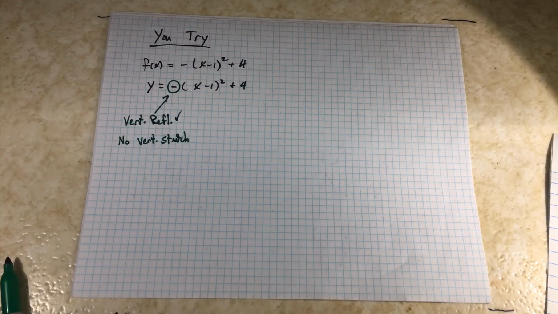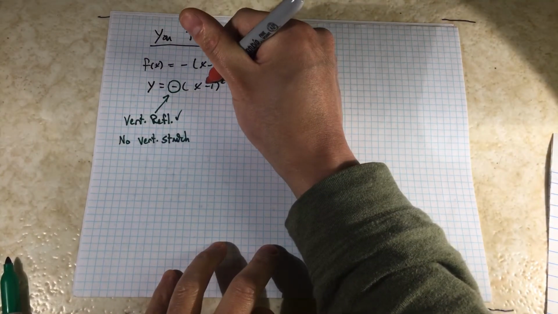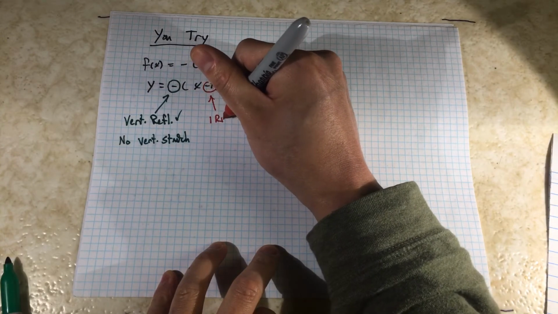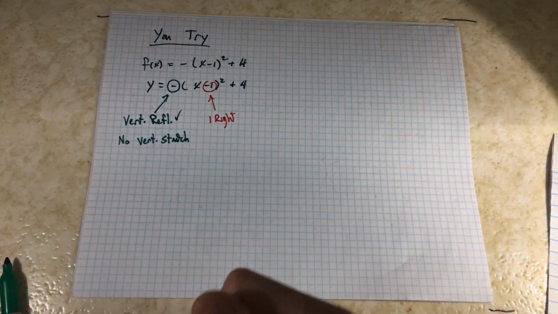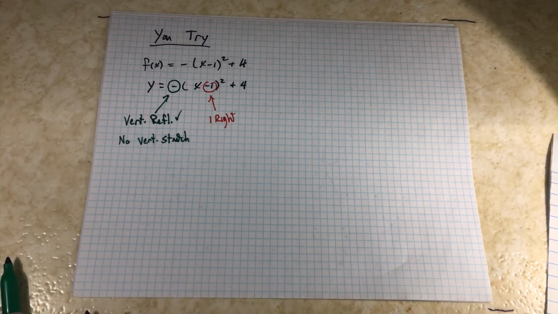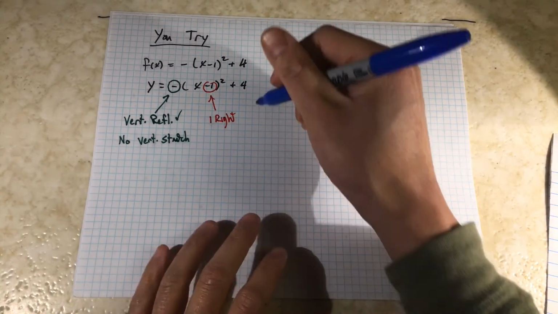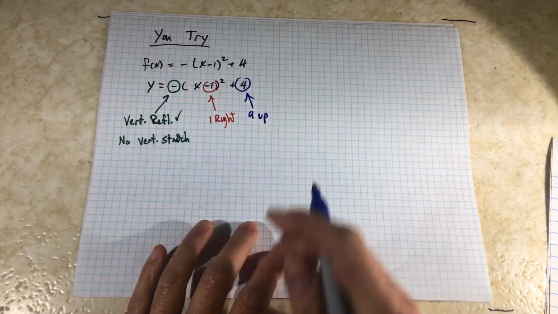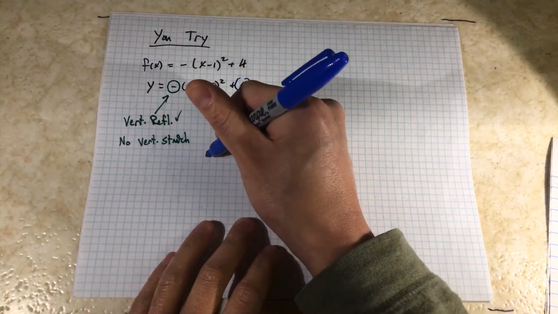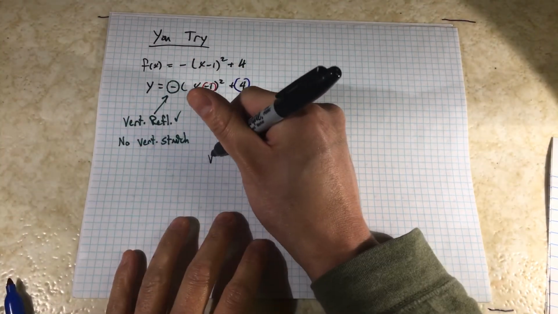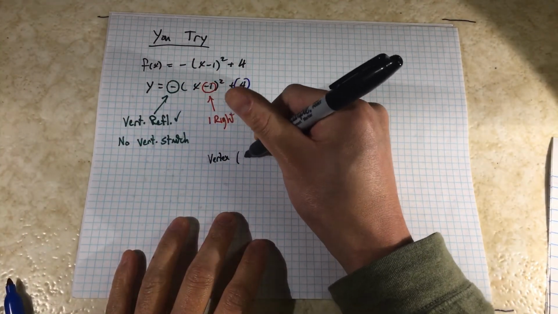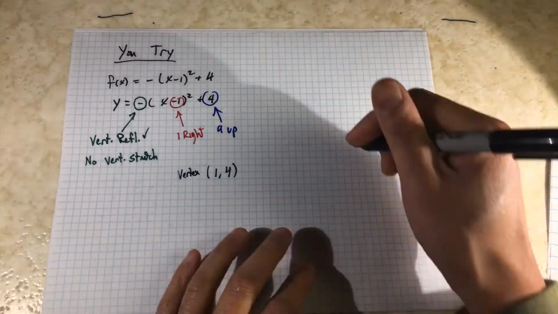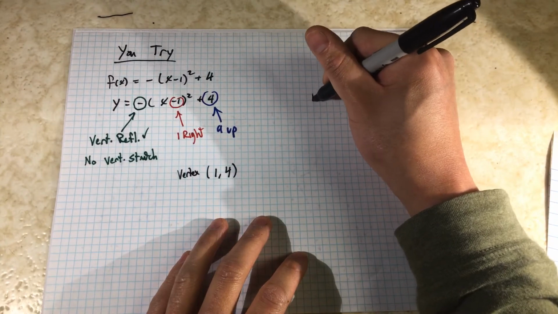Then I'm going to look at this negative 1, and the negative 1 tells me we're going to move 1 to the right. And then we're going to look at this 4. That tells us we're moving 4 upward. So having that information, I already know that the vertex is going to be (1, 4). All right, so let's graph this.